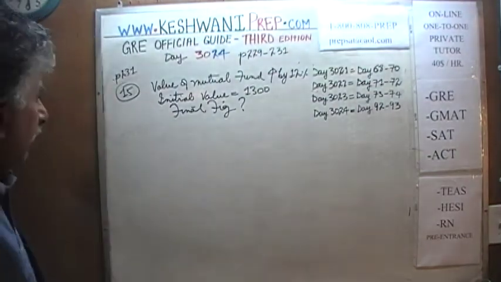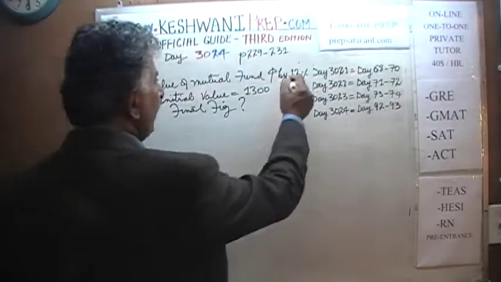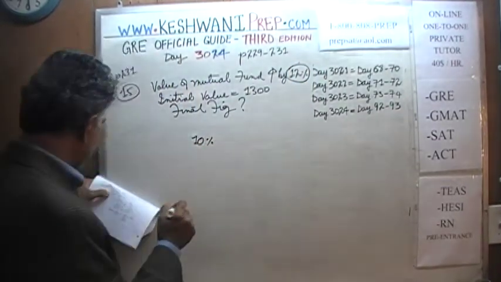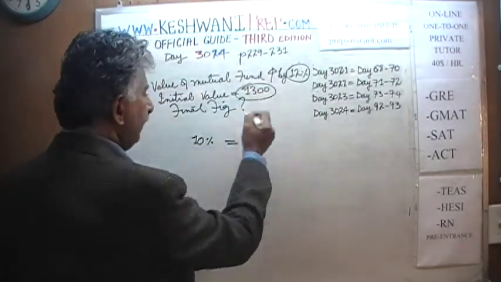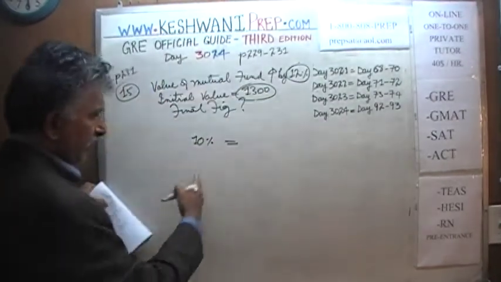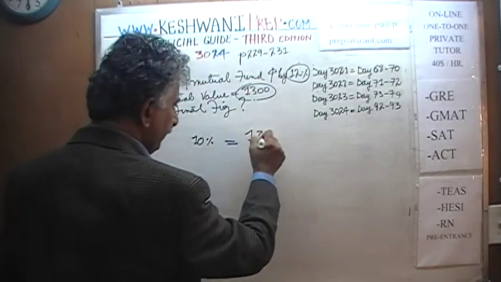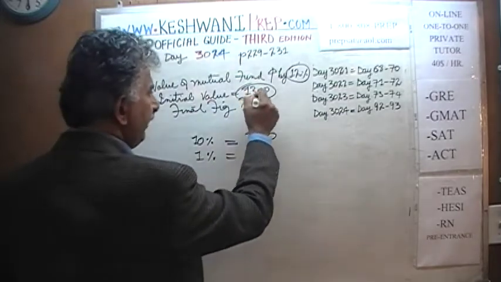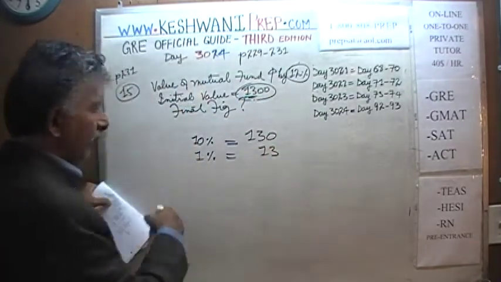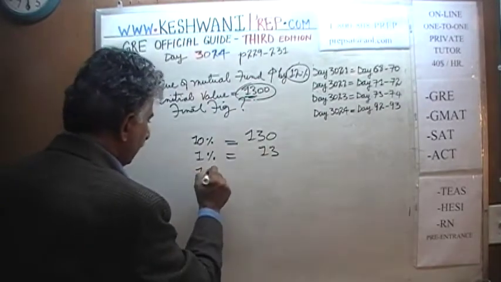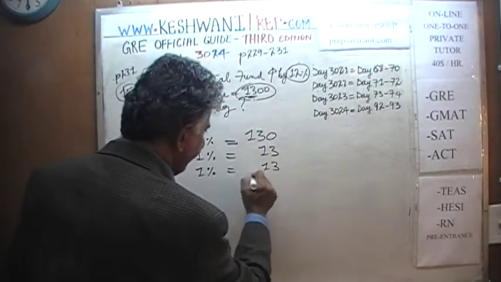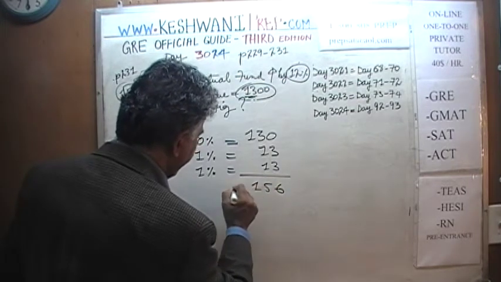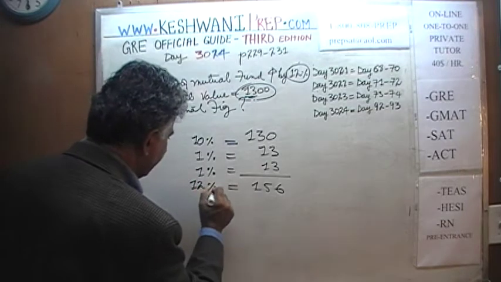Enough of the talk. We know that it went up by 12%. We know 10% of 1300 is 130. We also know that 1% of 1300 is just 13. So far we have 11%. We want 12%. Another 1% would be another 13. So let's add them up. We get 6, 5, and 1, 156, and that represents the 12%. That's how much it went up by.